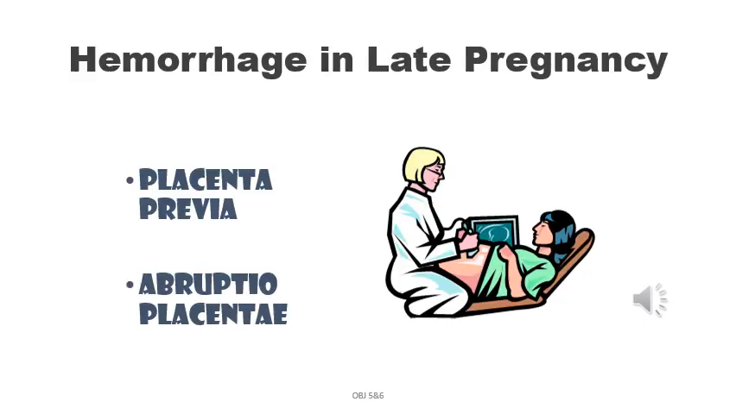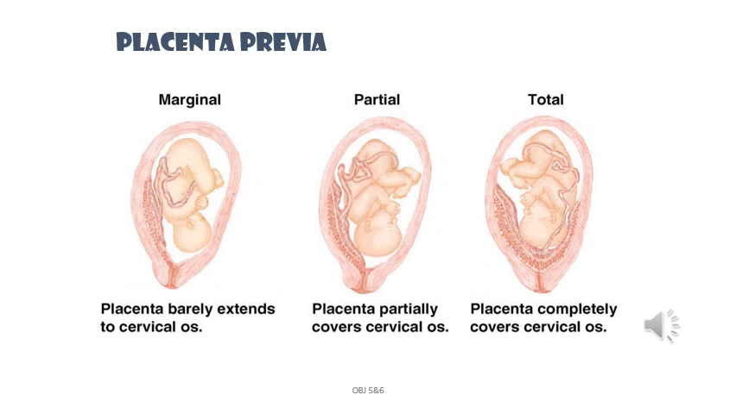This slide talks about hemorrhage in late pregnancy. We'll be discussing placenta previa and placental abruption. So first we'll talk about placenta previa. There's 3 different types. There's marginal, partial, and total. They are defined by the location of the placenta. It is where the implantation occurs, depends on how you classify it. So a marginal placenta barely extends to the cervical os, as you can see down below here. A partial placenta partially covers the cervical os, and total is where the placenta totally covers the cervix.